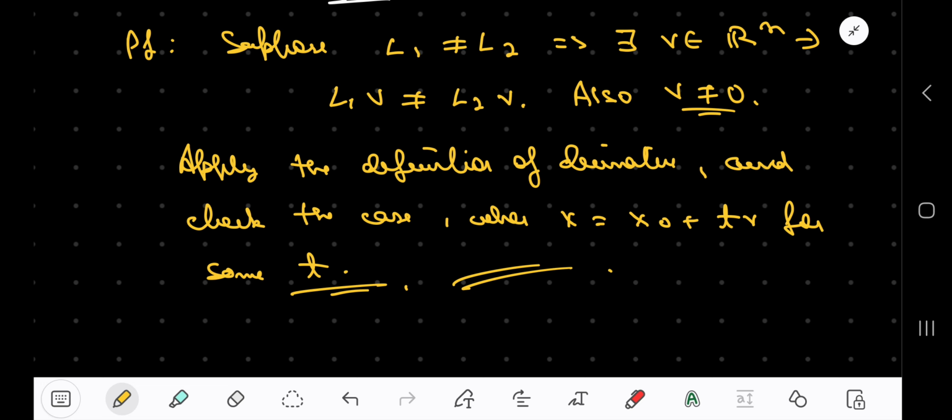But once we evaluate it at t times v, because it is a linear transformation, the scalar will come out. So we will get t times L1 v, and L1 v is not equal to L2 v. So if you evaluate this limit, you will eventually reach a contradiction at some point, using just the definition of linear transformation where the scalar comes out, and just applying the definition of derivative. So, try it out.